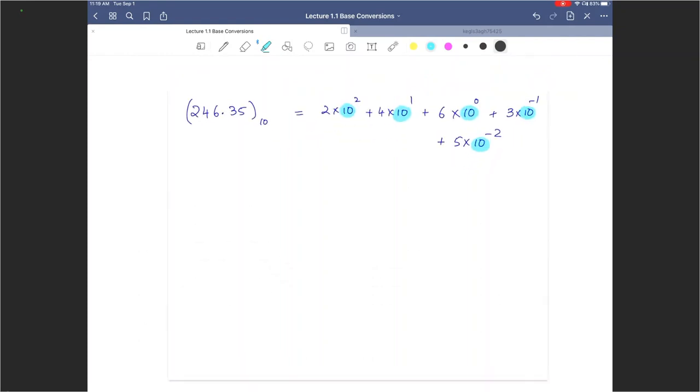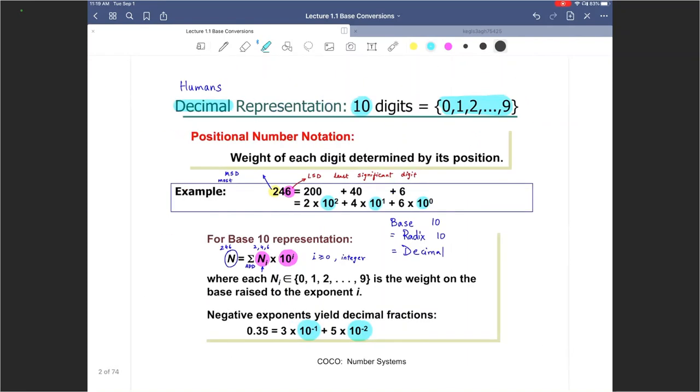Now, what are we discussing over here? We are mainly focusing on unsigned, meaning only positive, unsigned integers and fractions, right?